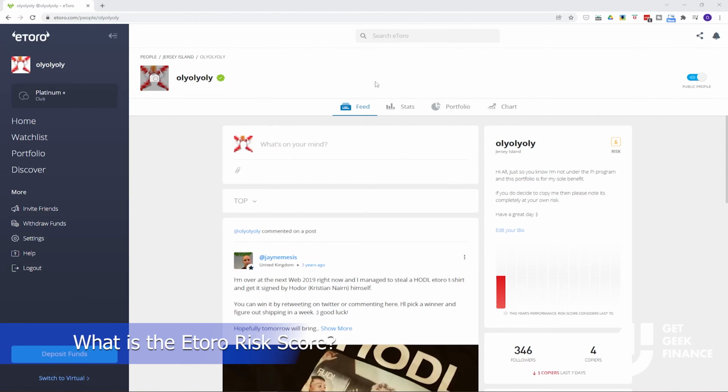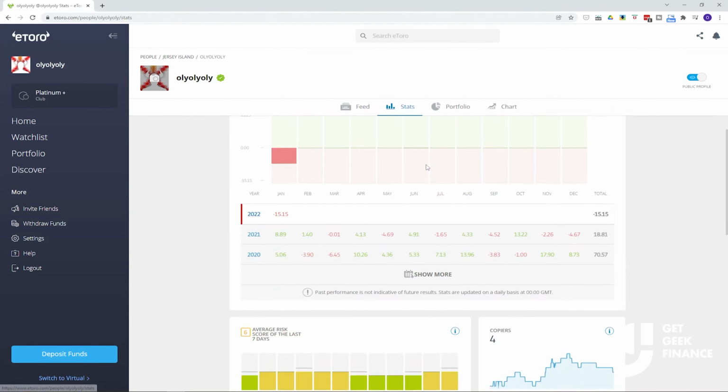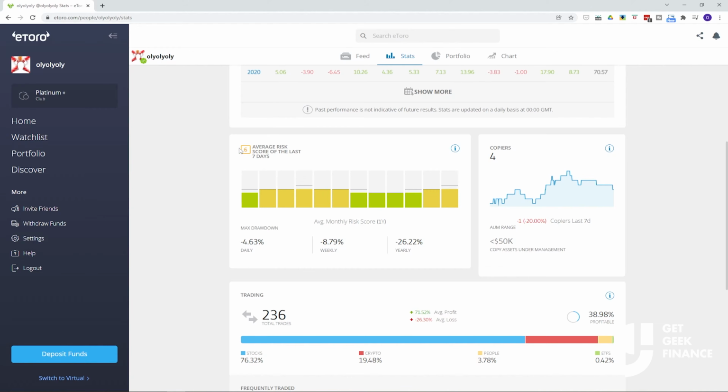So what is the Etoro risk score? When using Etoro, you may have noticed that every user profile has one of these numbers assigned to it. It lets you know how risky a trader is on the platform, essentially measures market exposure, and is based on the likelihood of wiping out the account. It is a numeric value that ranges from 0 to 10, with 10 being extremely high risk and 0 being extremely low risk.